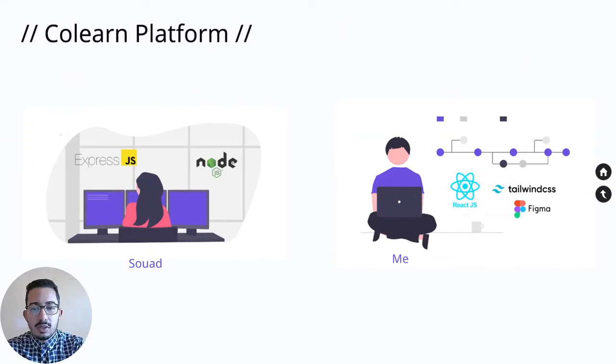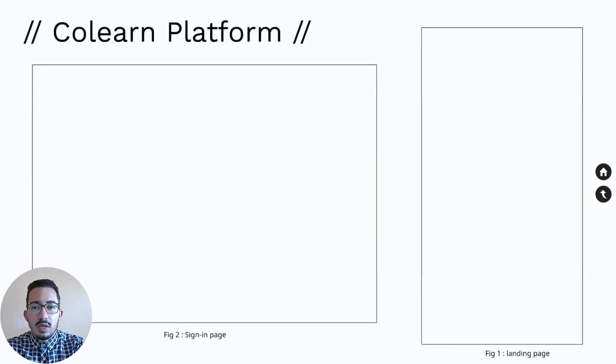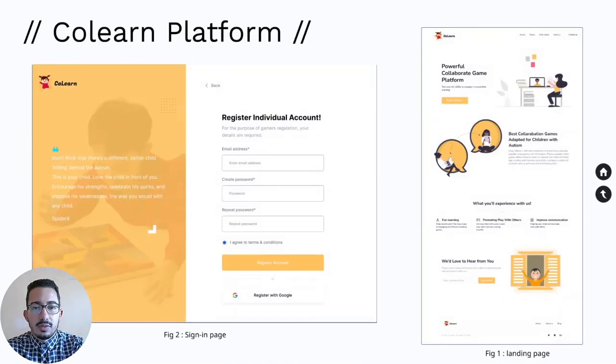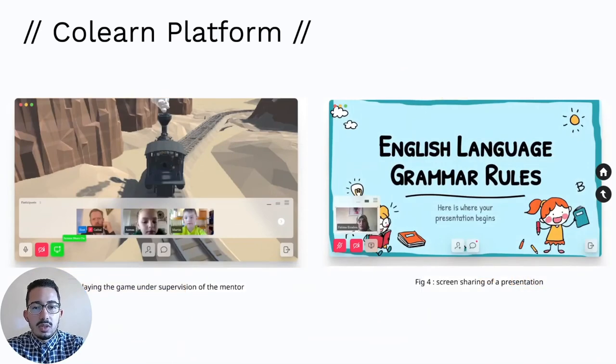Souad was responsible for developing the API using Express.js and Node.js. I designed the platform and I started creating it using React.js and Tailwind. Here are some screenshots of the platform. Like you see, there is a landing page and a sign-in page. And also, the platform has other functions, like you can play the game under the supervision of the mentor, or you can do screen sharing of a presentation.